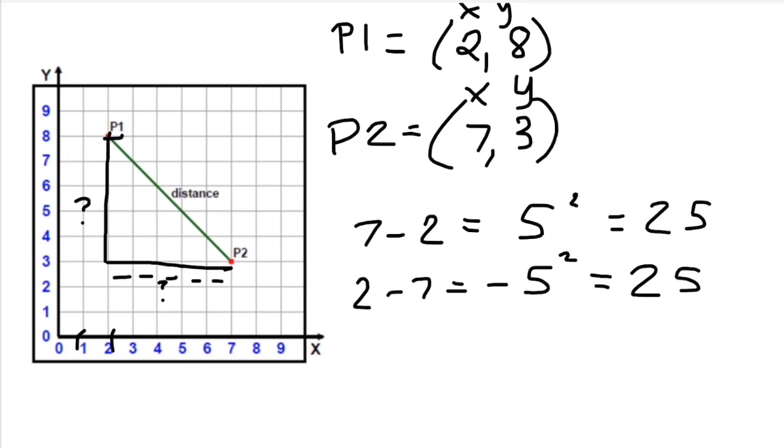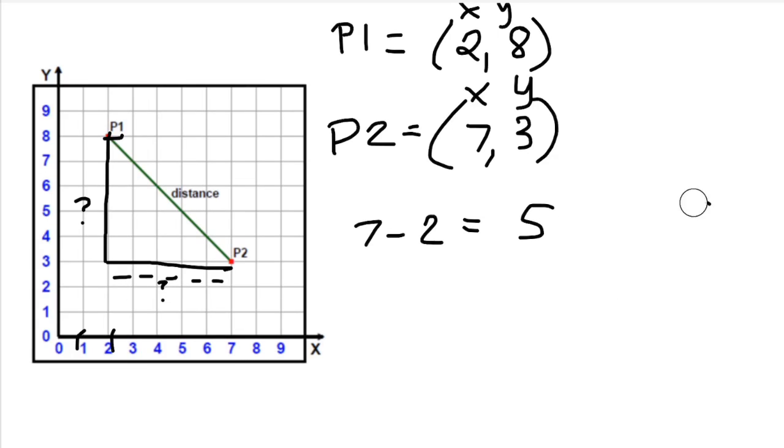So it doesn't matter which x value you start with. I always start with one that will not make me have to subtract negatives, so I don't have to deal with that. But either way, you're still going to get 5. So let's back up for a minute. We know that our horizontal change is 5. So let's go ahead and find our vertical change.